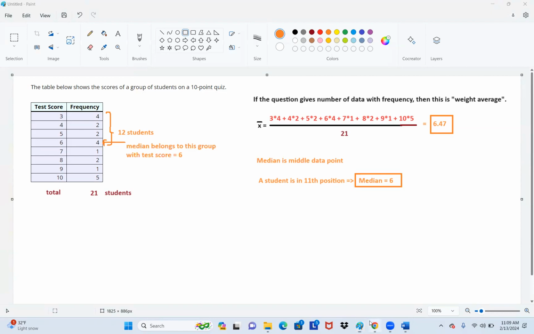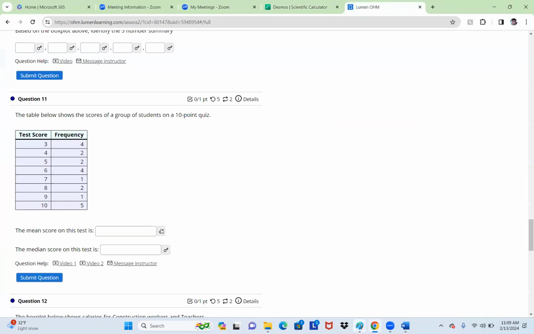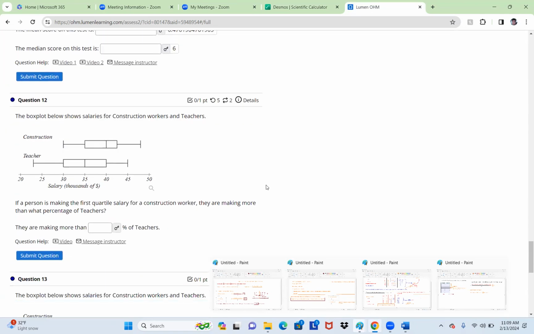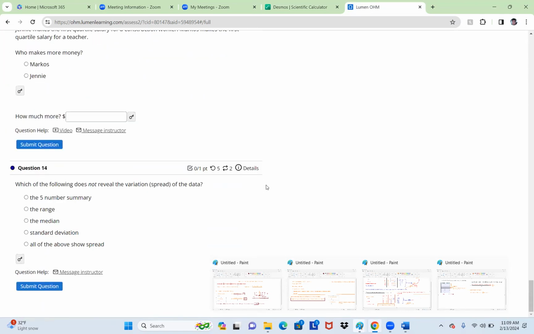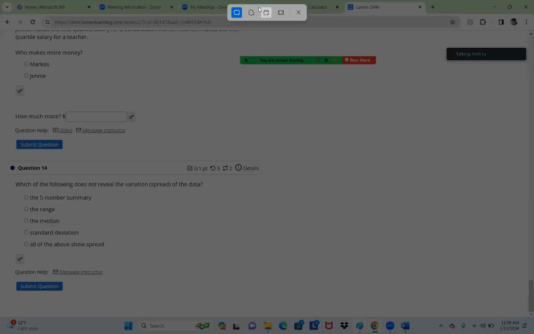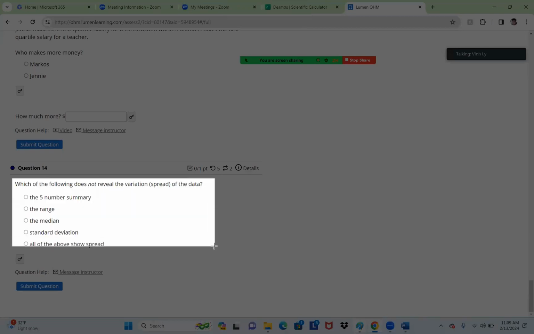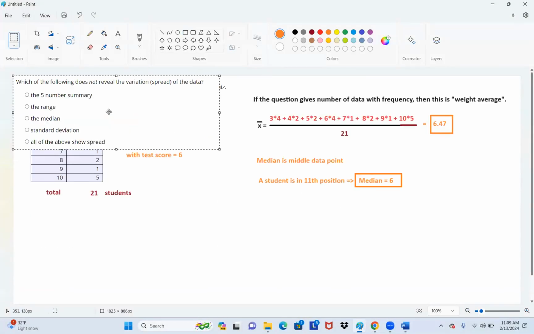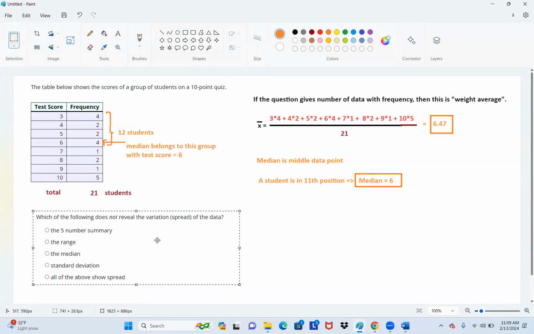All right, guys. So let me just find out what the answer is. Of course, this has to be the test score 6.6 or something like that. There's nothing really different. Which of the following does not reveal the variation of the data? Anyone knows? Which of the following does not reveal the variation of the data, people?